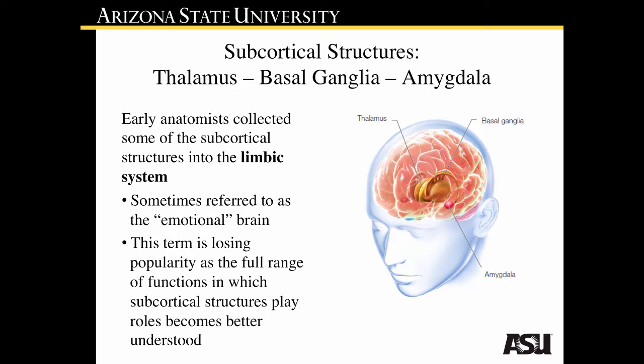Now let's talk about some structures just below our cerebral cortex. We'll talk about the thalamus, the basal ganglia, and the amygdala here. Early anatomists pulled these things together into a system that they called the limbic system. They often refer to this area as the emotional brain, although it's losing a little bit of that popularity as people learn more and more about this limbic system. But as you can see, it has these three components here: the thalamus, the basal ganglia, and the amygdala.